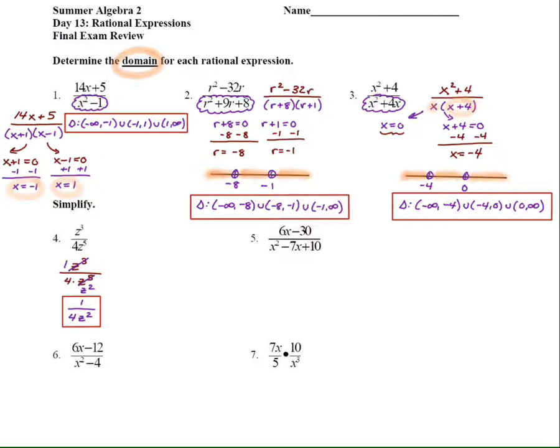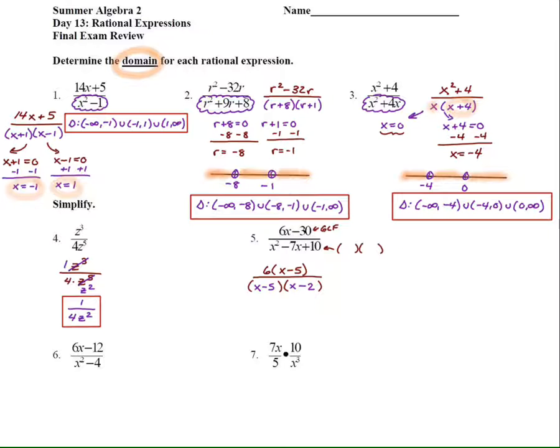Number 5 is still a rational expression, but you'll notice it looks slightly different. What I'm going to do is factor the top and bottom as much as possible. The top, only a GCF will come out. So if I factor a 6 out, I should get 6 times the quantity x minus 5. And then the bottom, if it factors, will factor into 2 binomials. And what it factors into is x minus 5, x minus 2.